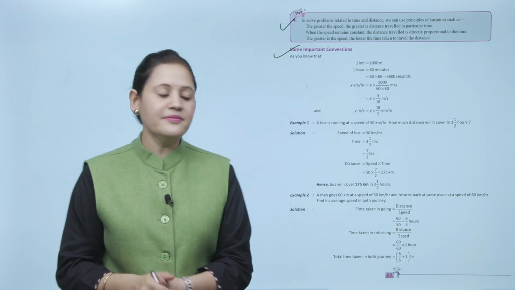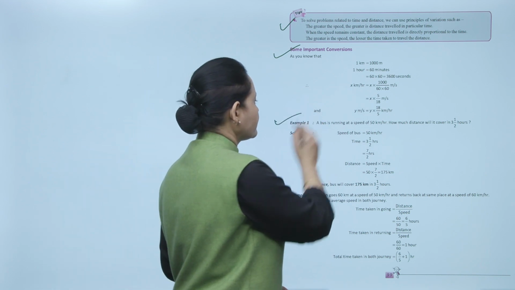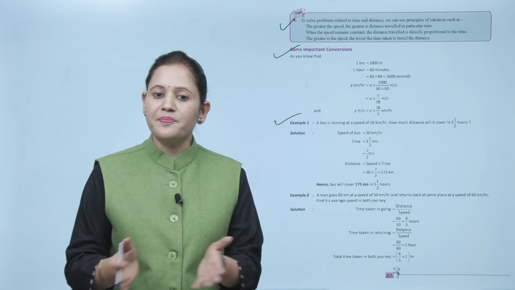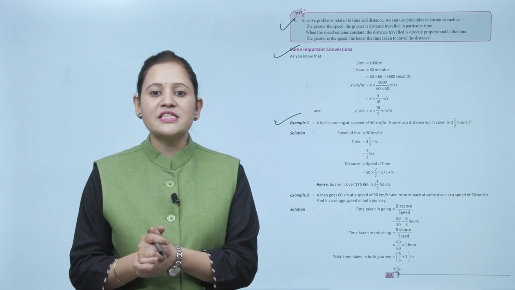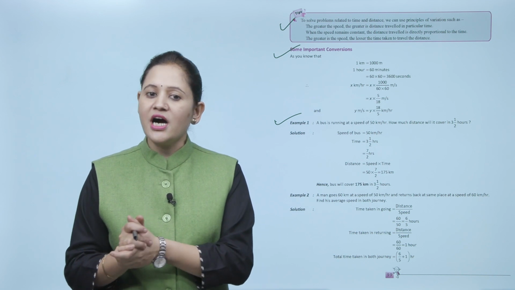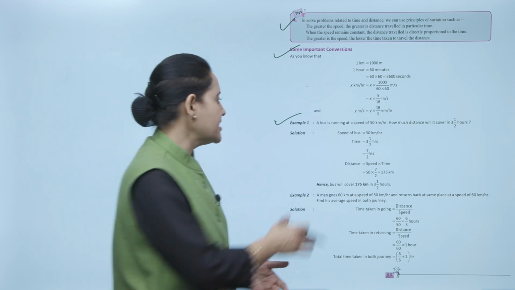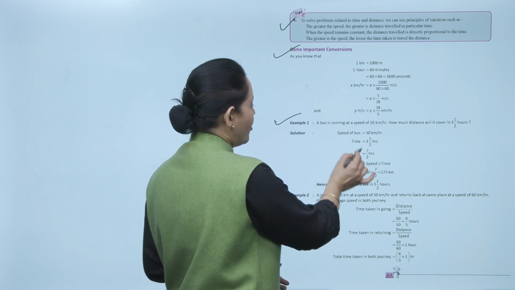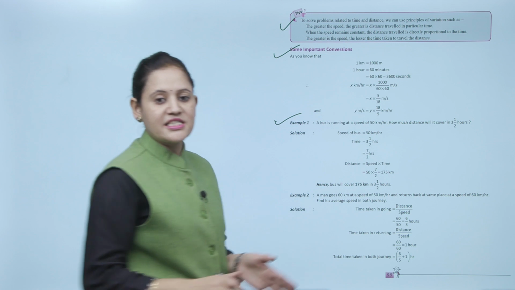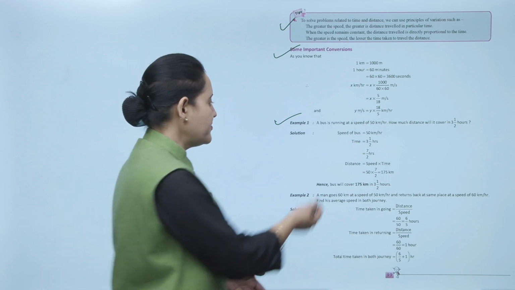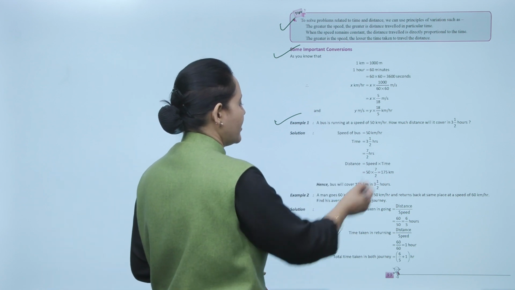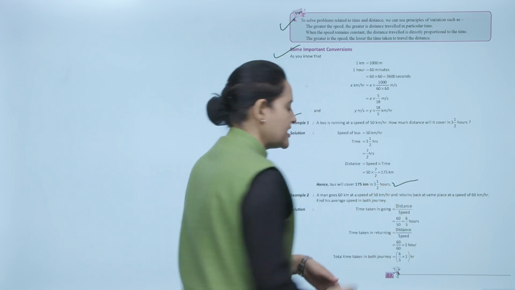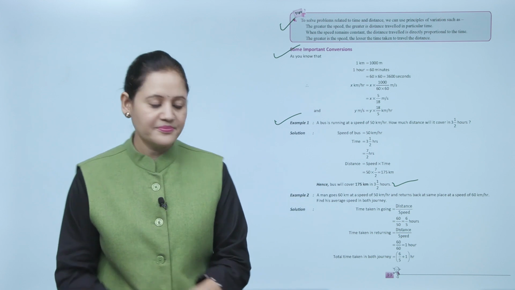We'll take an example. A bus is running with the speed of 50 km per hour. How much distance will it cover in 3 1/2 hours? So speed of the bus is 50 km per hour, time 3 1/2 hours, that is 7/2 hours. So distance will be speed into time, 50 into 7/2, that is 175 kilometers. So the bus will cover 175 kilometers distance in 3 1/2 hours. Clear?